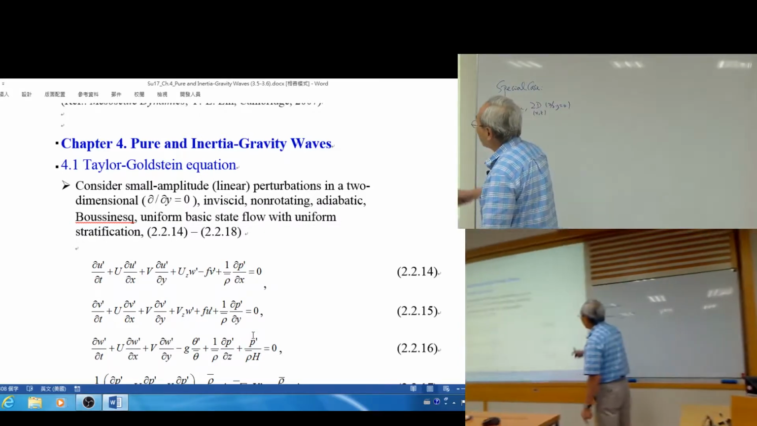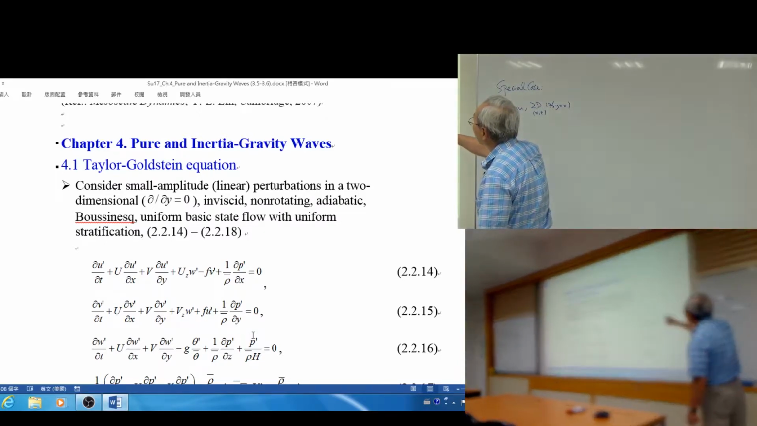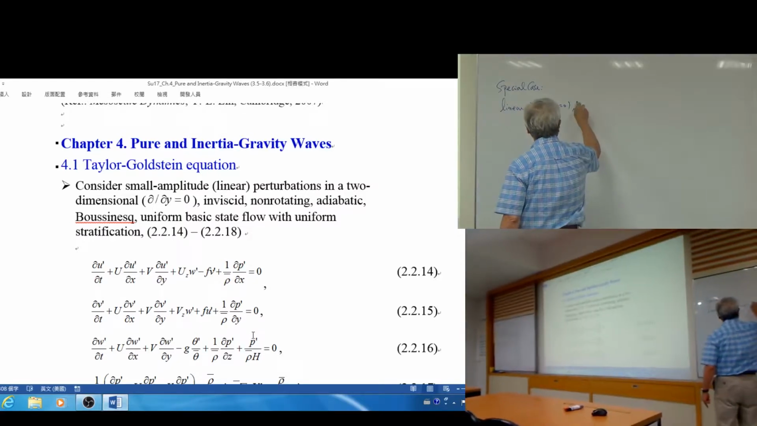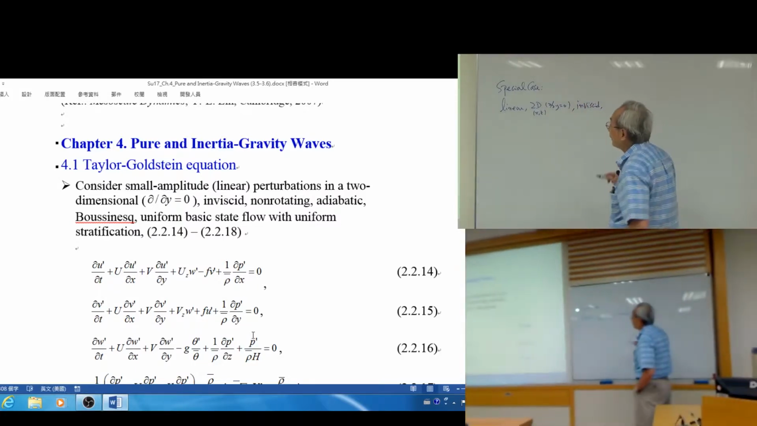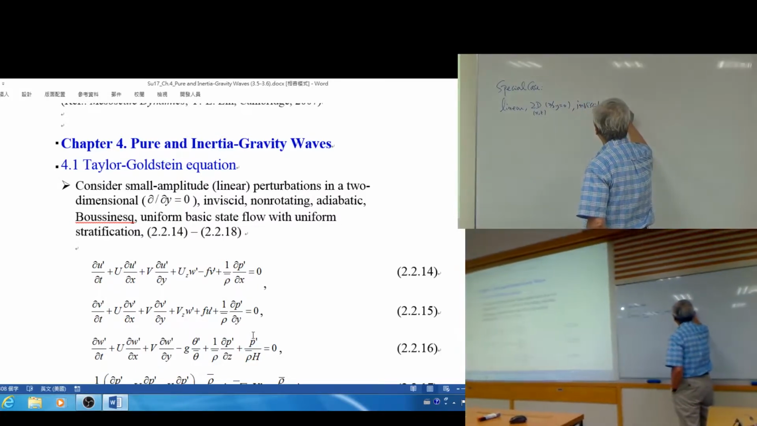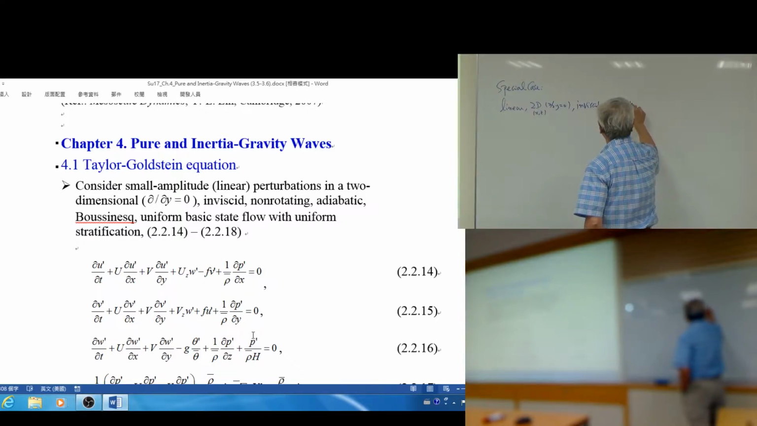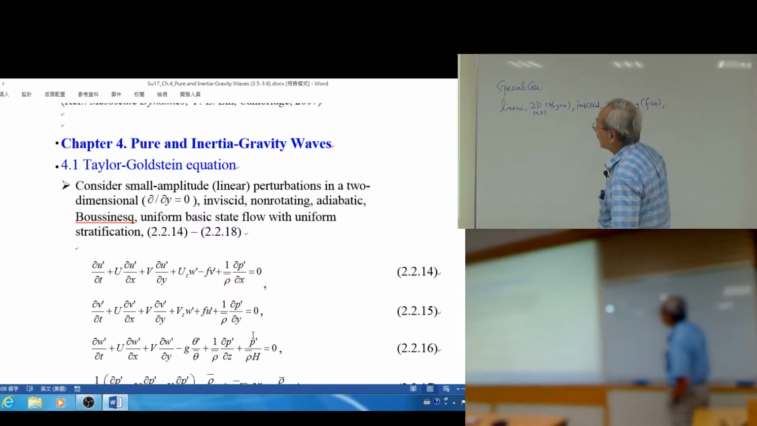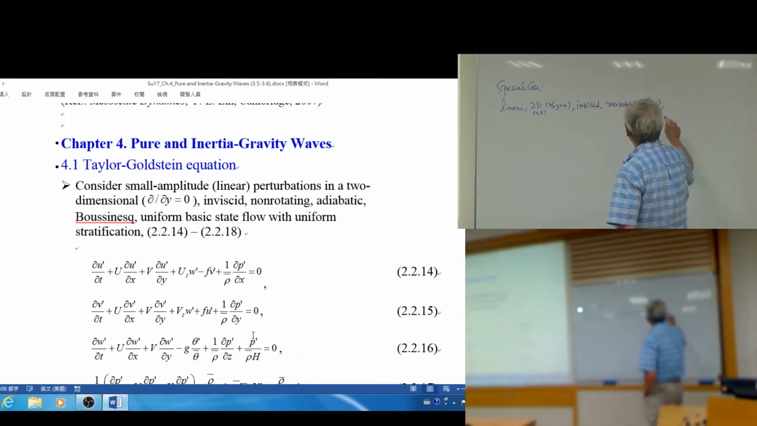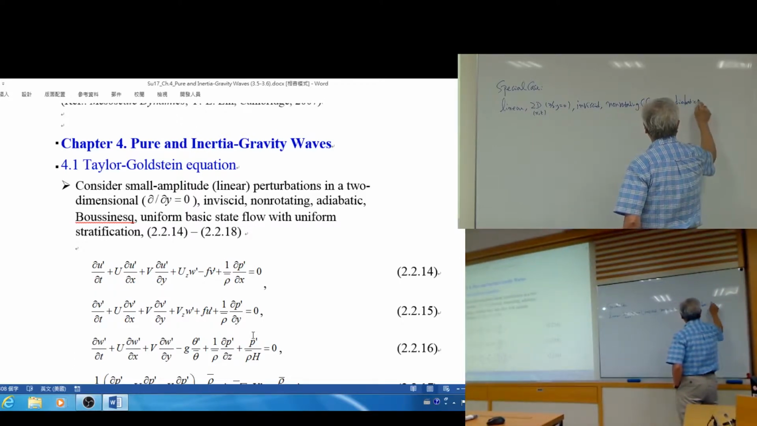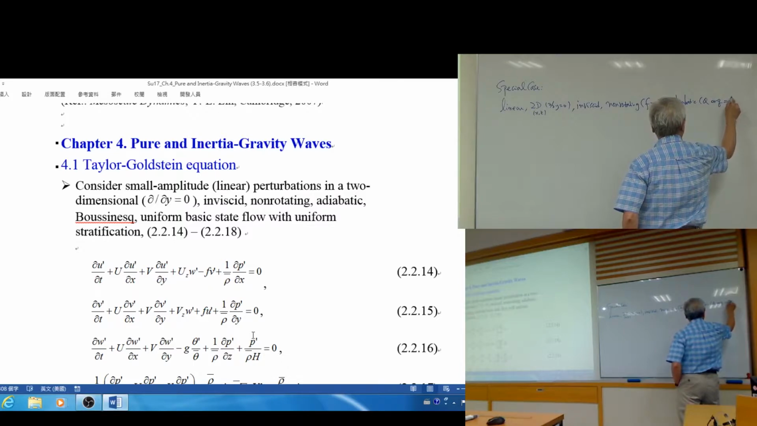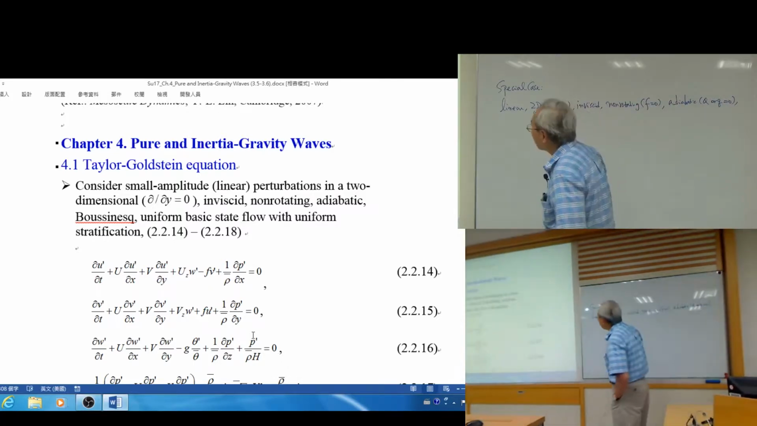And so assume linear, implicit. That means no friction. And then non-rotating, so that's f equals 0. And then adiabatic, that means q, or sometimes I use small q, equals 0. And Boussinesq.